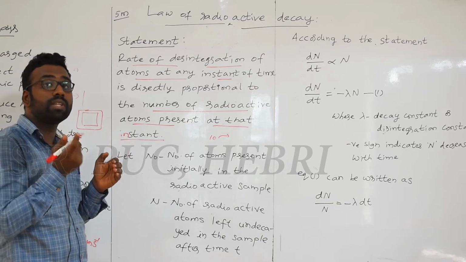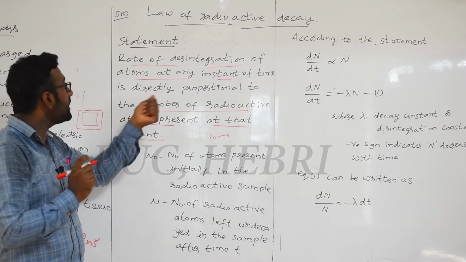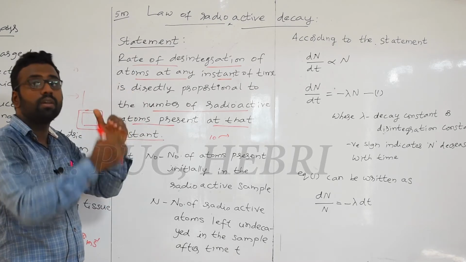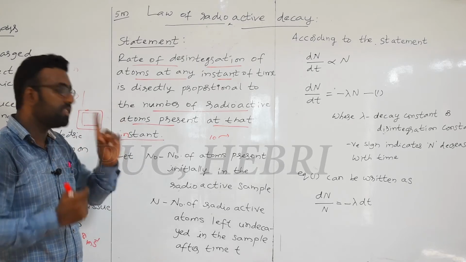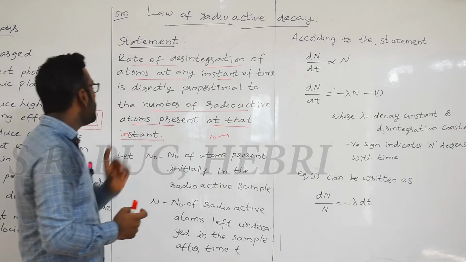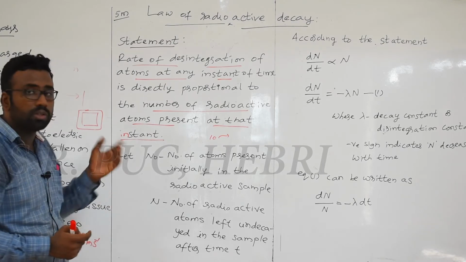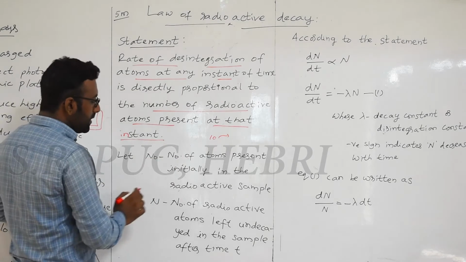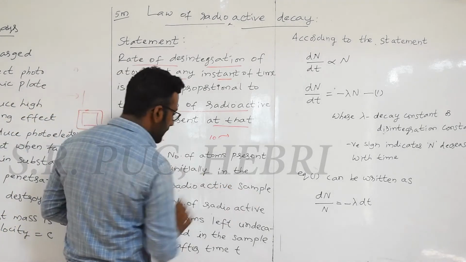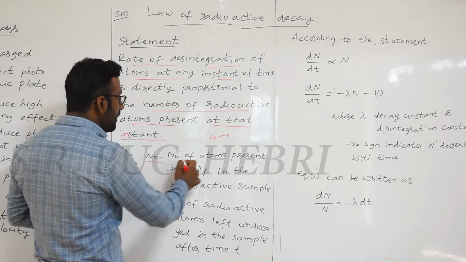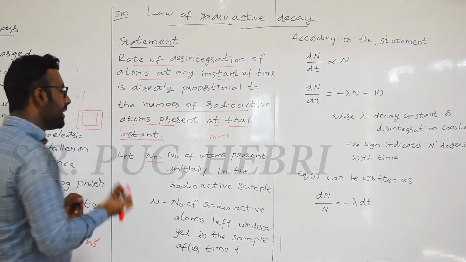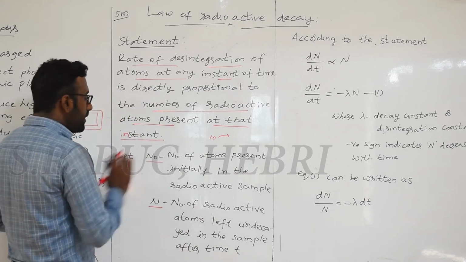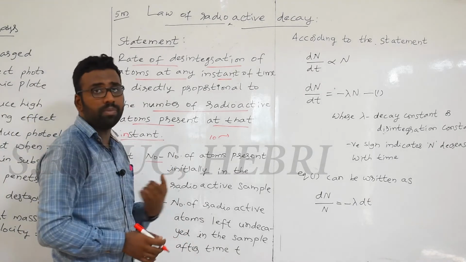In the first year you must have seen Newton's law of cooling. It is very similar, where when the temperature difference is high, the rate of cooling is also more, right? Similarly, when more atoms are present, the rate of decay is also faster. Let N naught be the number of atoms present initially in the radioactive sample, and let N be the number of atoms present in the sample at any time t.